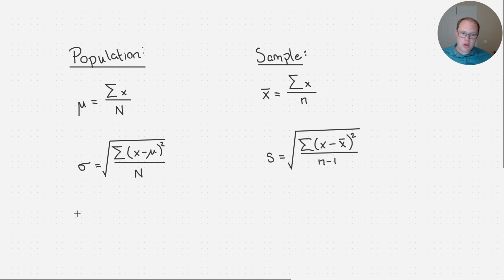In the next example, we'll show how to calculate the standard deviation for a sample.